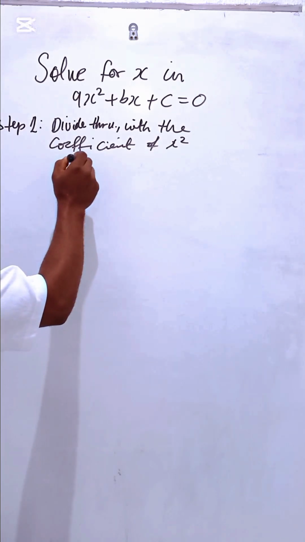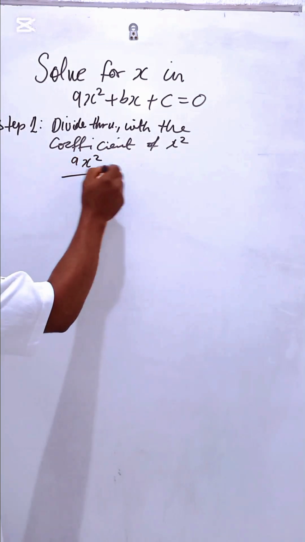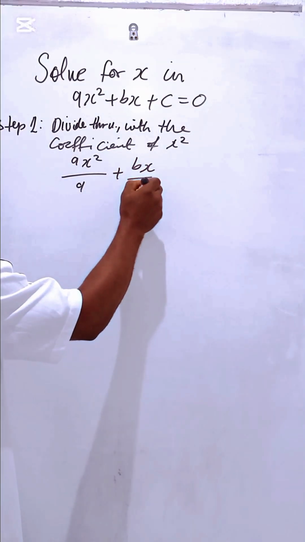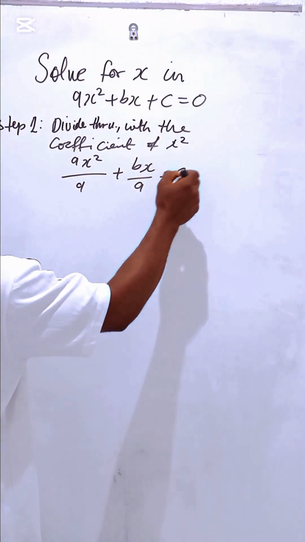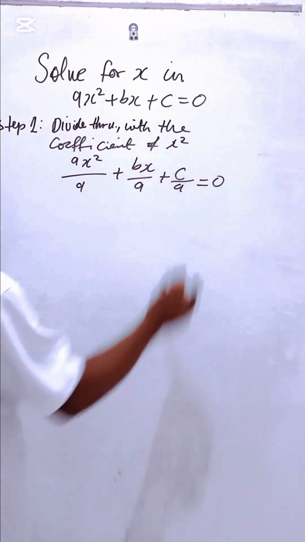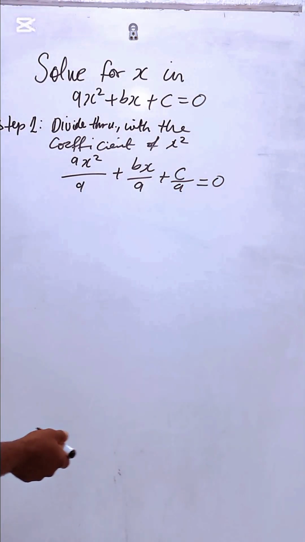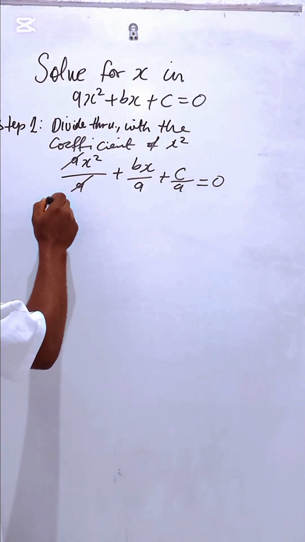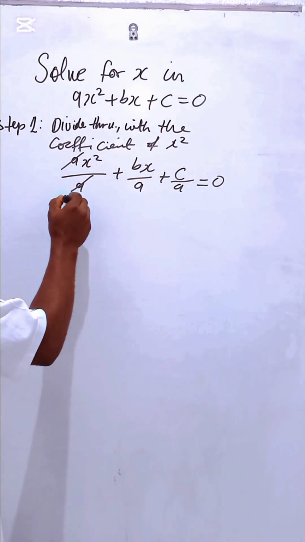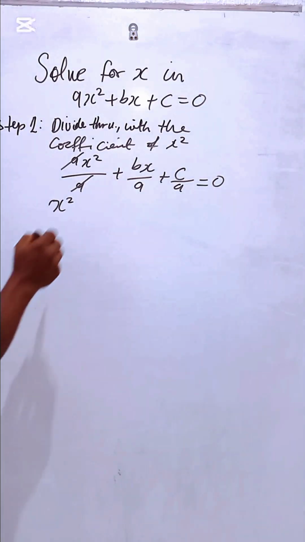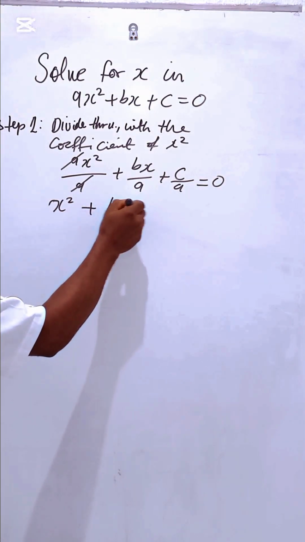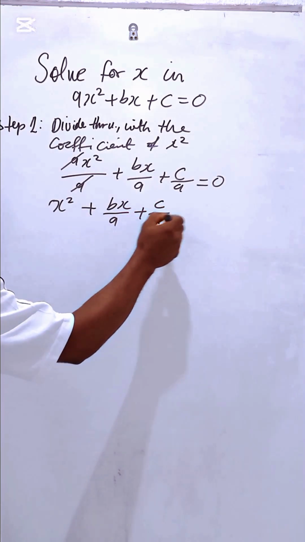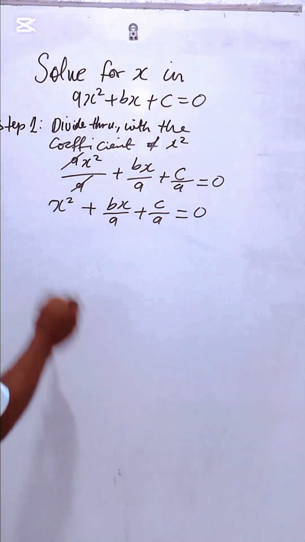Therefore, the expression becomes ax squared over a plus bx over a plus c over a equal to 0. A will cancel out a, and the expression becomes x squared plus bx over a plus c over a equals 0.